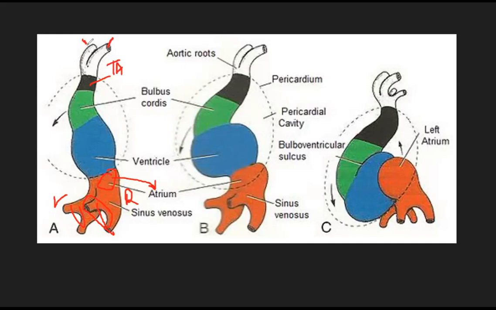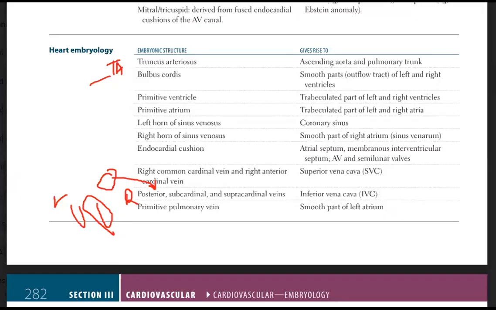These are called the outflow tracts. This portion is called the outflow tract. Now, the truncus arteriosus, the bulbar cordus, the primitive ventricle, the primitive atrium, and the right and the left horns of the coronary sinus. What is the bulbar cordus giving rise to? It is giving rise to the smooth parts, the outflow tract of the left and the right ventricles.